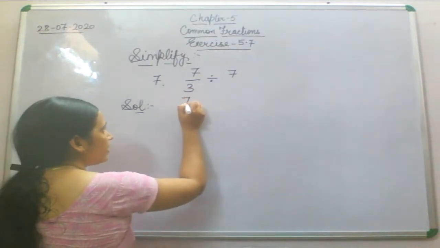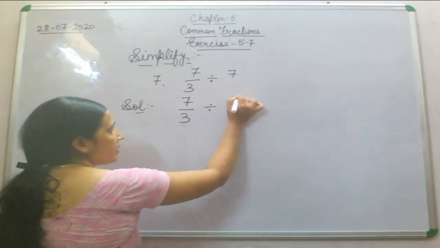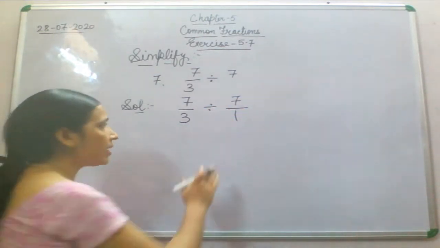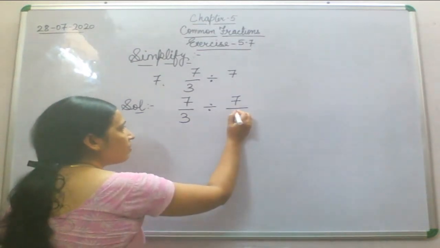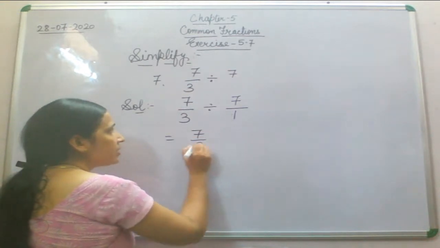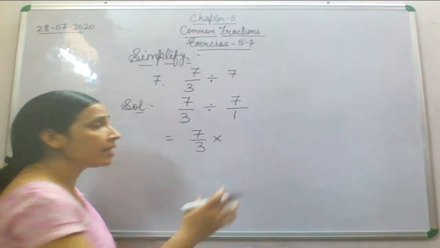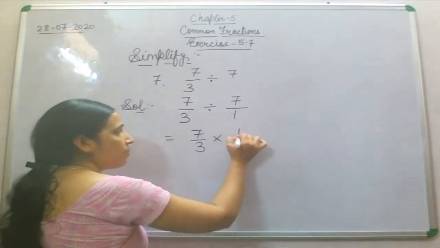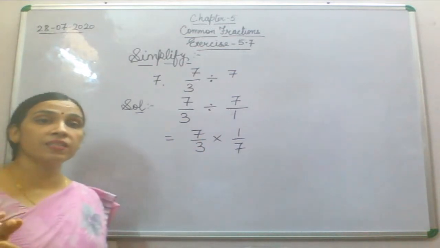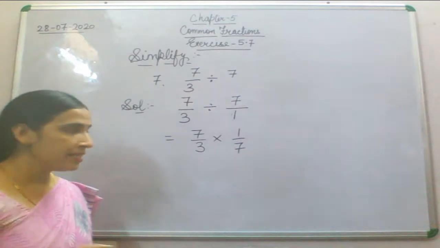So let's start. 7 by 3 divided by 7. Now we don't have anything in the denominator, so we will write 1 over there. After that, this division symbol will be changed into multiplication. So this 7 by 1 will become 1 by 7. The fraction which is after the division symbol will be changed. So 7 by 1 will become 1 by 7.